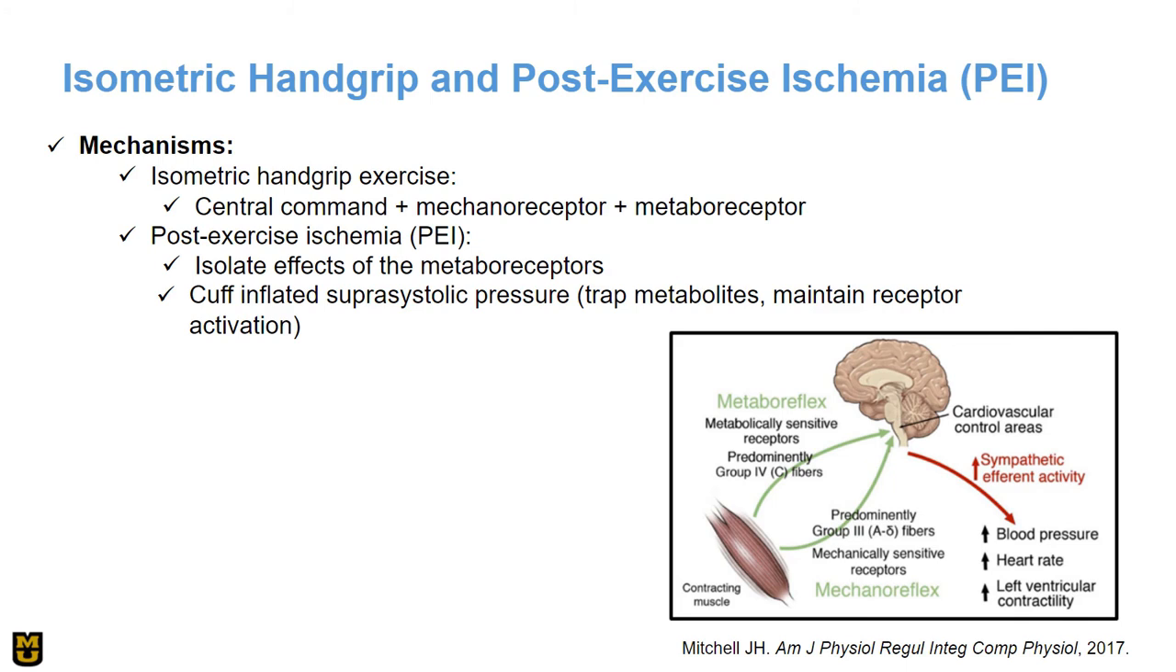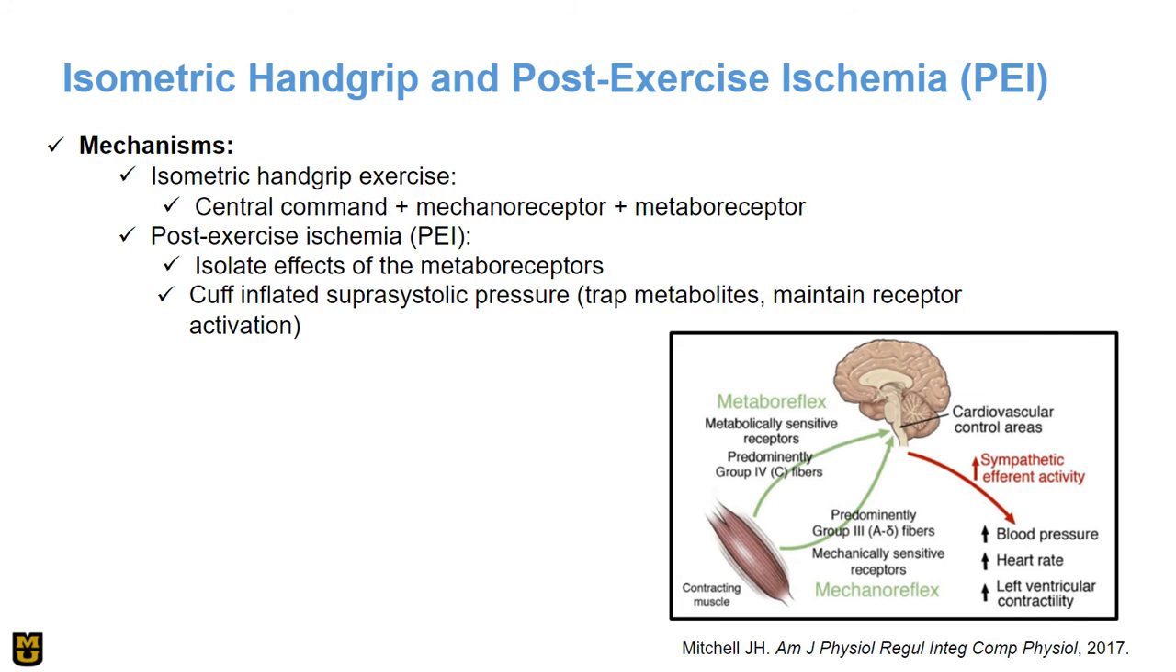So the mechanoreflex, these are mechanically sensitive receptors. So that's just the mechanical stimulus of doing the exercise, like squeezing your muscle to do the hand grip exercise. Where the metaboreceptors are going to be these metabolically sensitive receptors. And so these are going to be the metabolites that are released during the exercise that are going to be activating their own receptors. So that means when you do this post-exercise ischemia, you're going to actually be able to isolate the effects of the metaboreceptors.